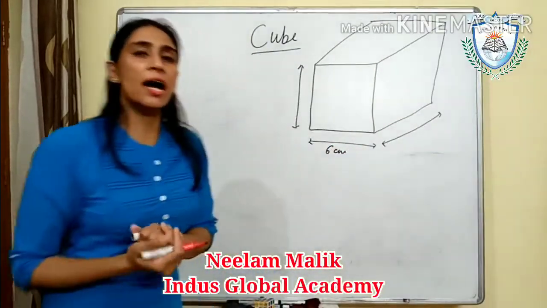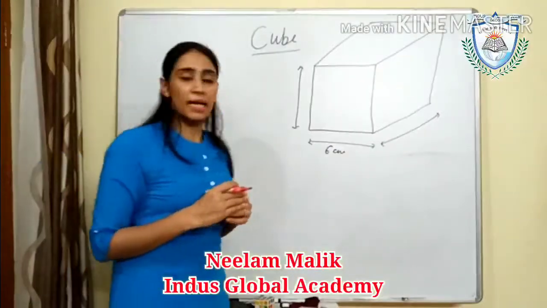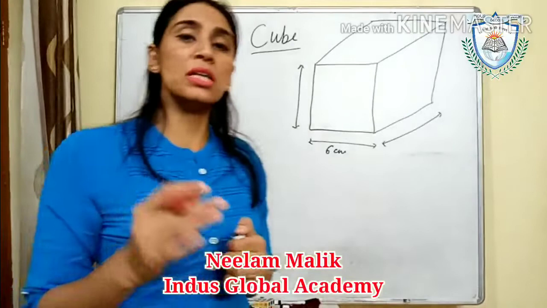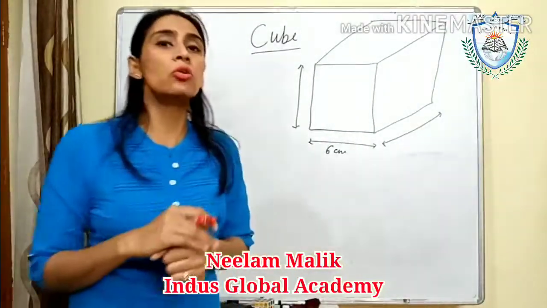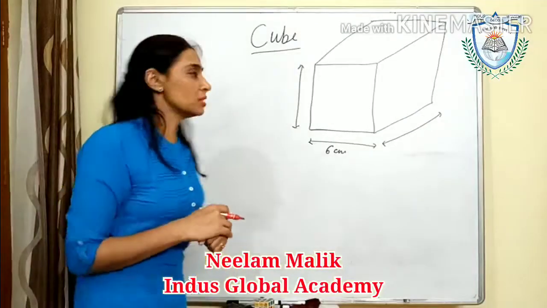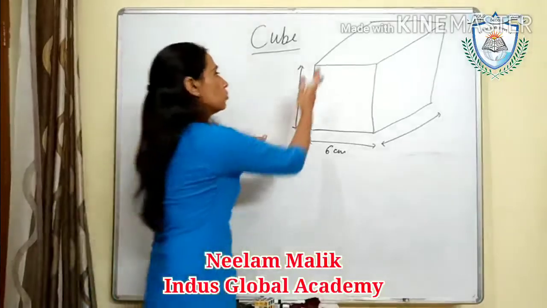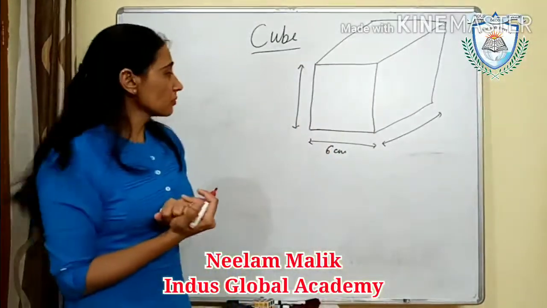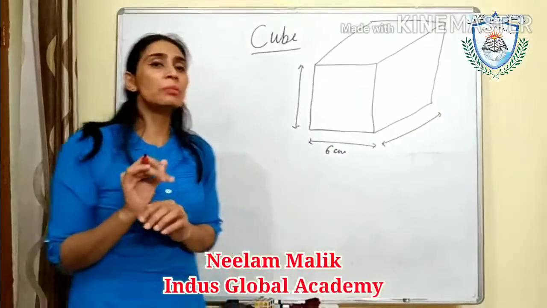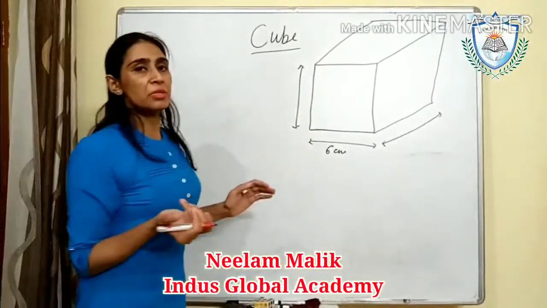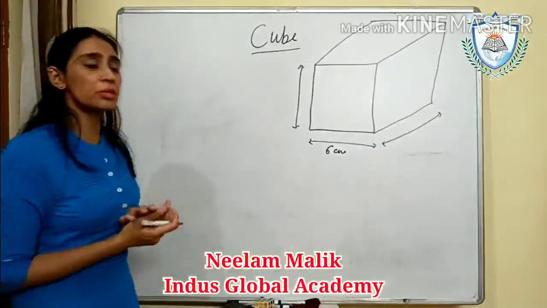We have to cut this big cube into smaller cubes, and the side of the small cube is 2 centimeter. Means we have to cut this into smaller cubes, and each small cube will be 2 centimeter, or you can say all length, breadth and height will be 2 centimeter.